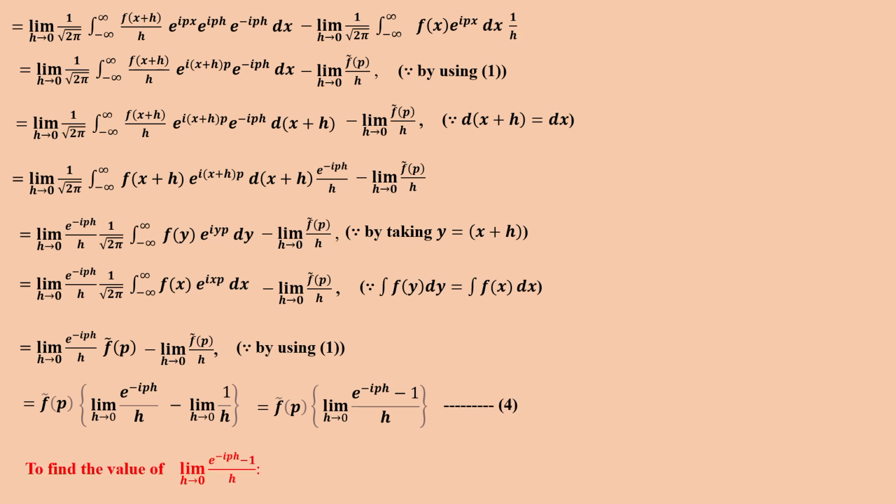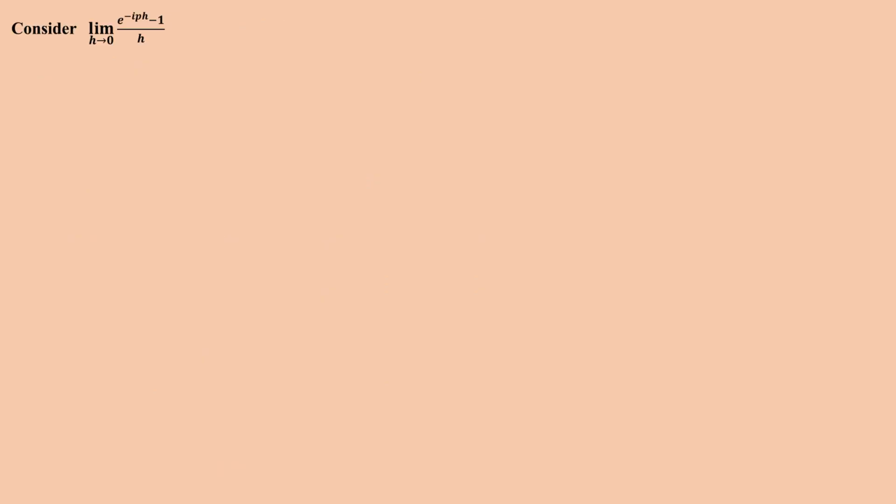So we need to find the value of limit, e power i p h minus 1 by h. So consider limit h tends to 0, e power i p h minus 1 by h. Using L'Hospital rule, because when you are taking the limit h tends to 0, the numerator is e power 0 minus 1, so 1 minus 1 is 0, and the denominator is also 0, a 0 by 0 form. That is why to evaluate this we are using L'Hospital rule. Limit h tends to 0, first numerator derivative divided by denominator derivative, that is L'Hospital rule.